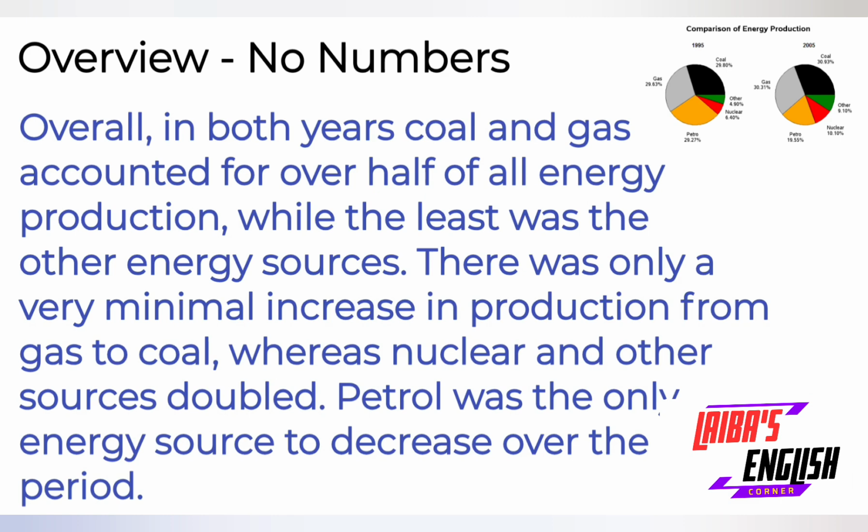Now you can see it is very much clear in the chart that coal and gas are the two resources which have taken a lot of space in the circle, while petrol, which was 29.27% in 1995, decreased to 19.55% in 2005. So these are the main trends which you have to highlight in your overview paragraph. You don't have to mention any number over there.